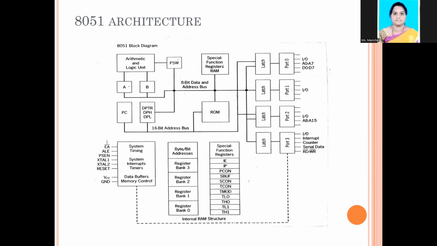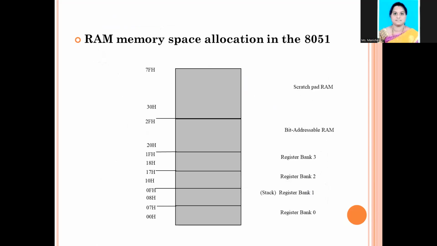That is already explained. The internal RAM structure will have register banks 0, 1, 2, and 3. So totally 4 banks are there. And special function registers include IE, IP, PCON, SBUF, SCON, TCON, TMOD, TL. All these are special function registers. So this is the RAM space, with register bank 0, bank 1, bank 2, bank 3, and bank address.